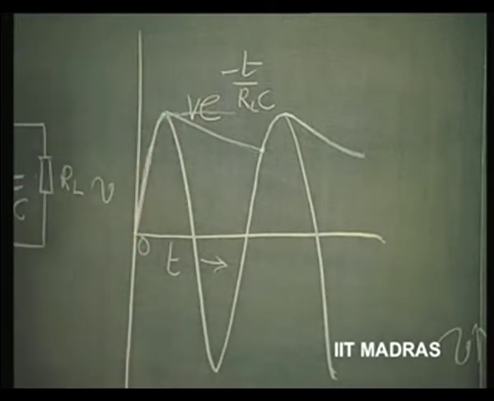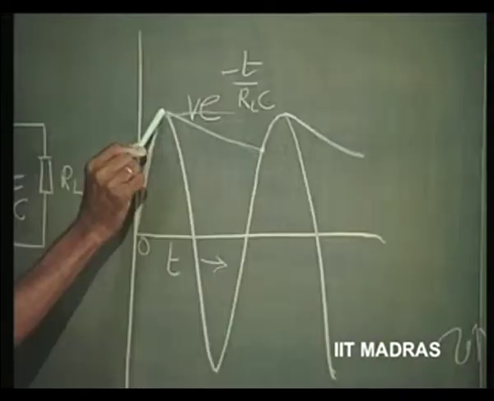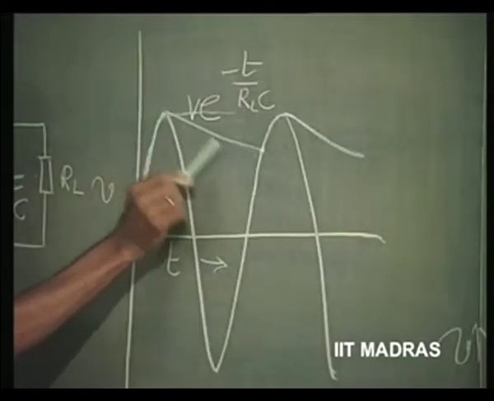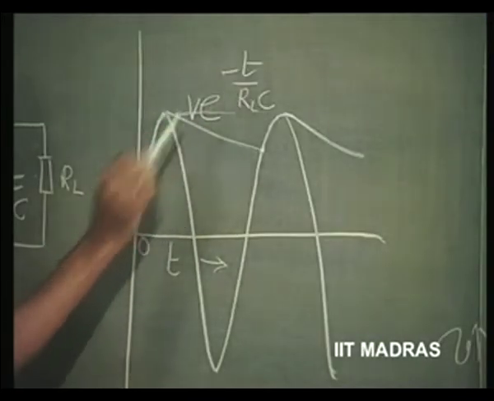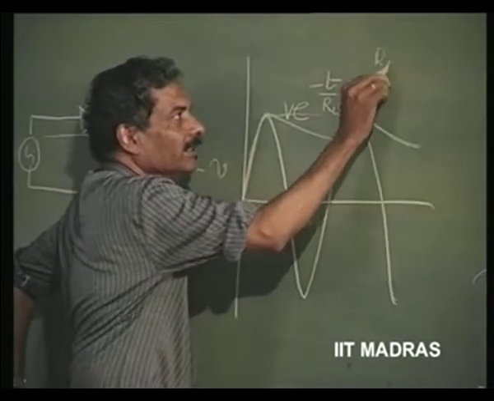That will normally occur very nearly at the peak itself if the time constant is very large. So you can, for all practical purposes, consider that it is starting to discharge at the peak itself, if this RL into C is very large. Now how do you compare this? What do you mean by RL into C is very large?